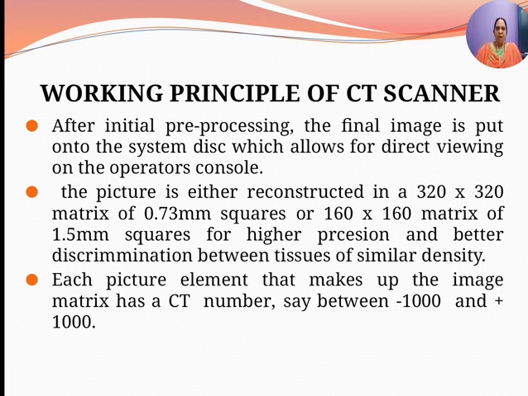Each picture element that makes up the image matrix has a CT number, which ranges between -1000 and +1000.